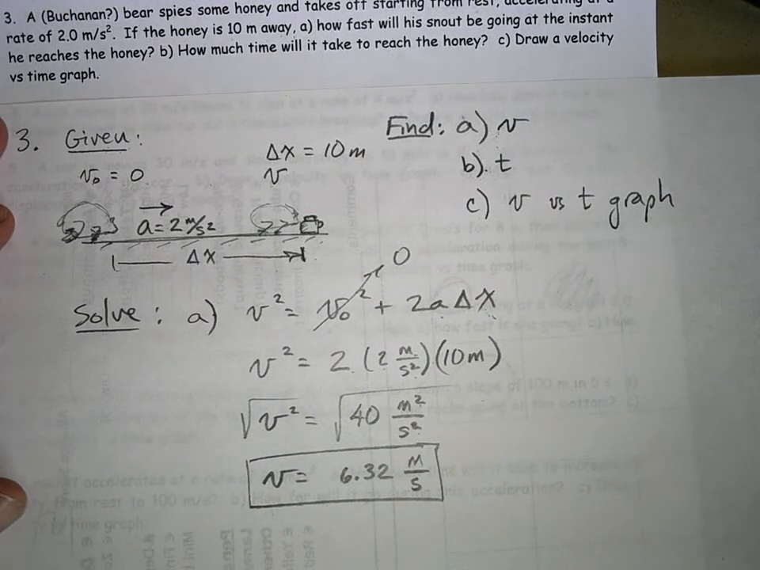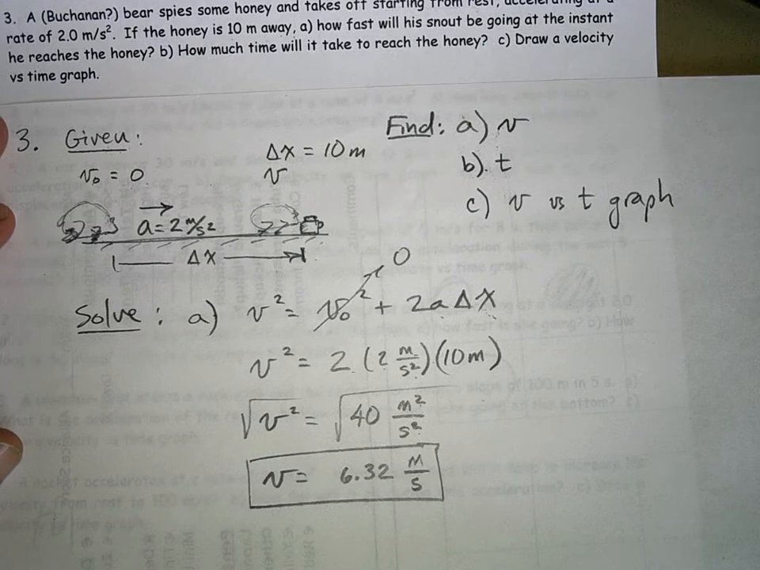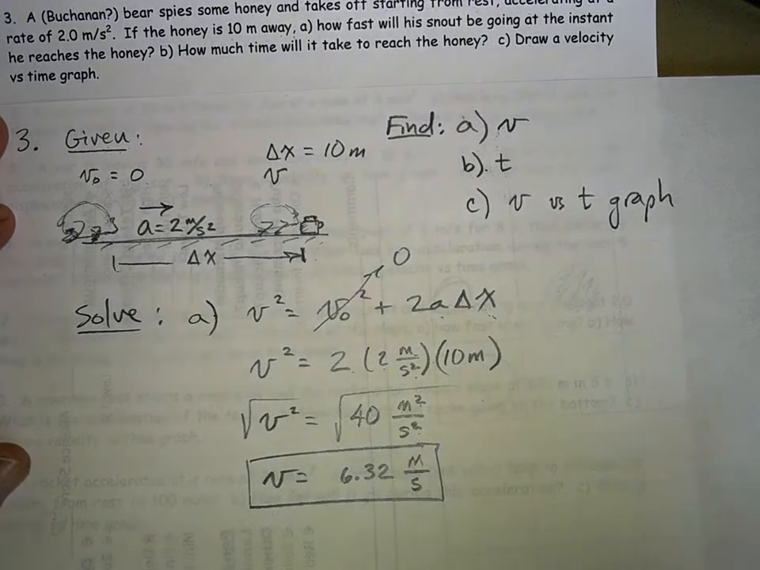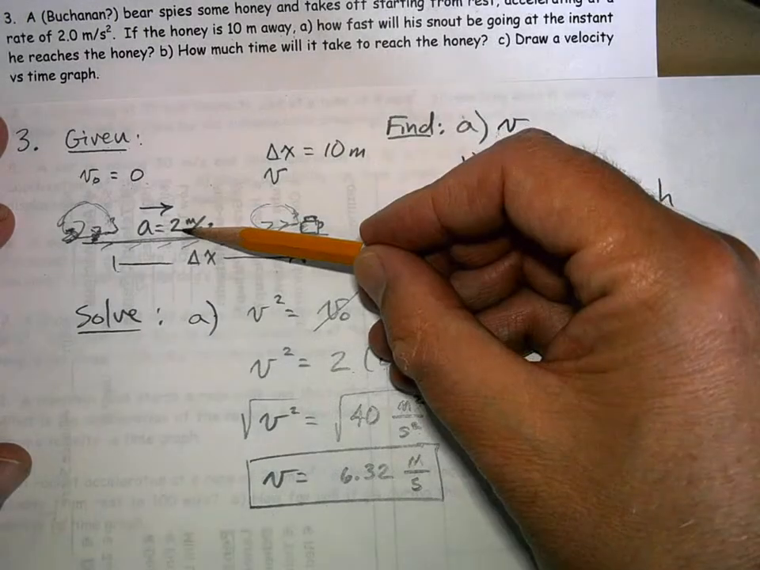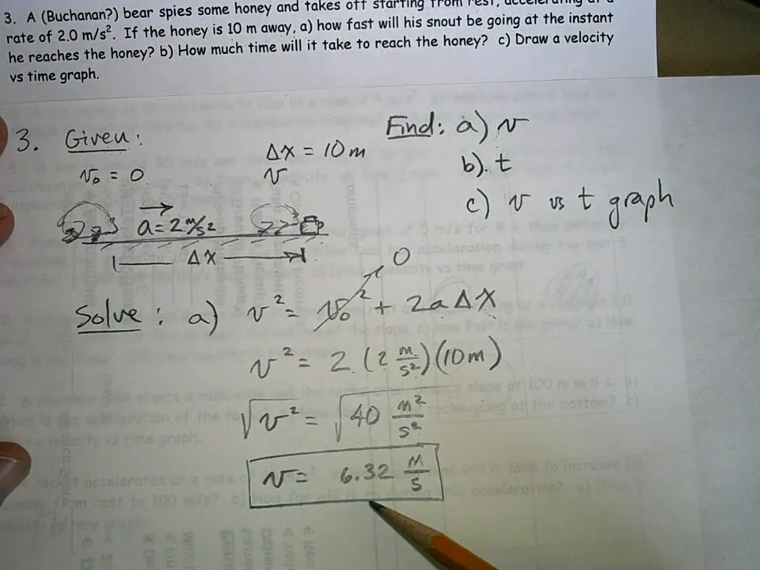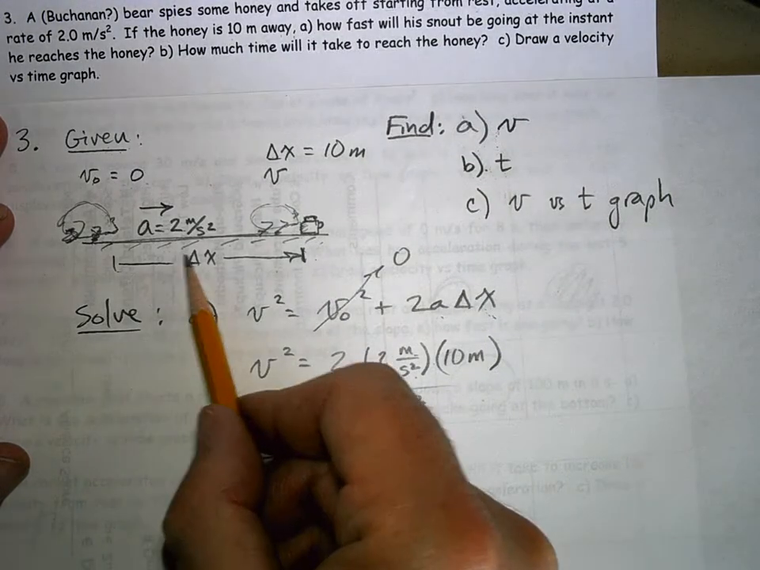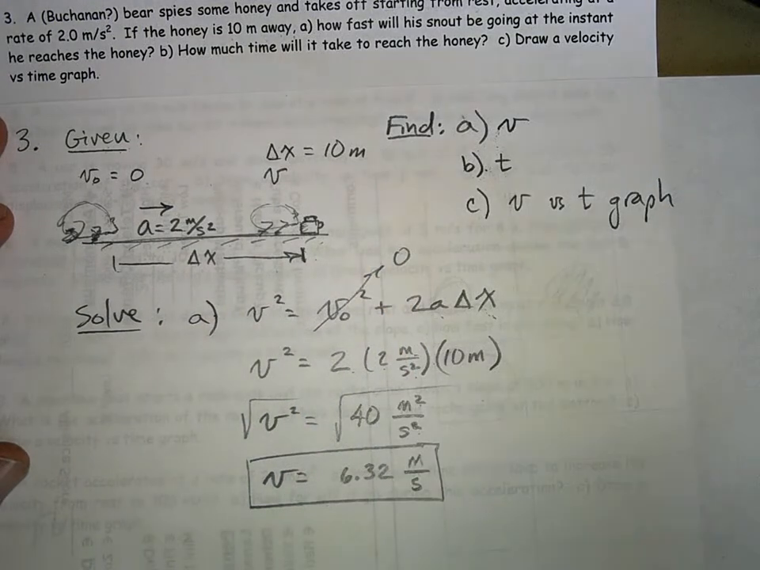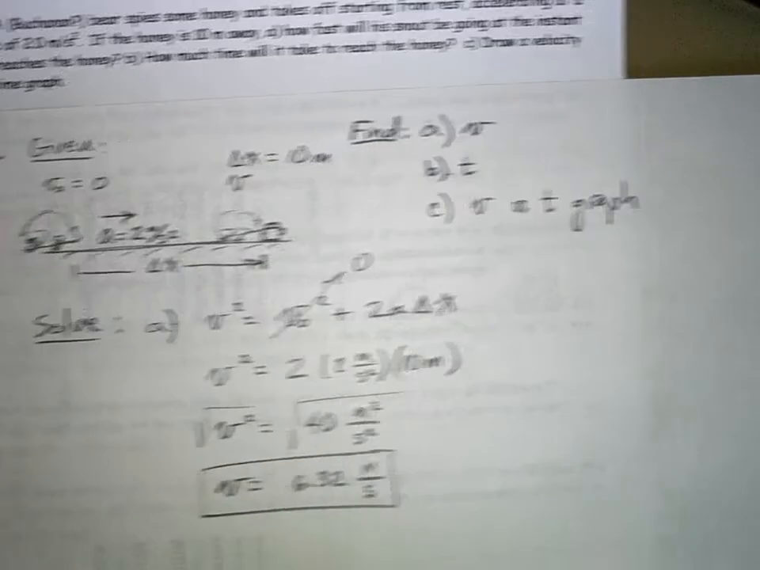Okay. Now, if I was going to get really technical, this only has 1 significant figure, and so does this, so you should round that to 6 meters per second. But I'm going to say, hey, 2.00, 10.0, like 3 significant figures. This is okay. All right, let's do part B.